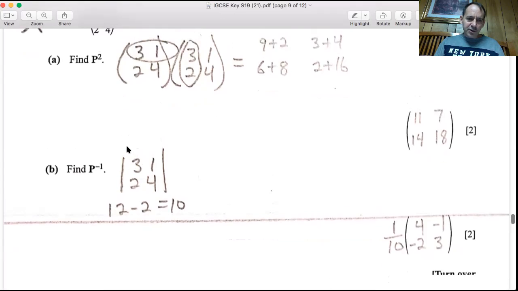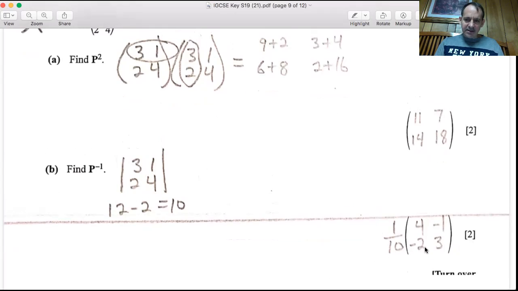So to find the determinant, you take the cross downward, 3 times 4 is 12, minus the cross upward. So 3 times 4 minus 2 times 1, down minus up, and 12 minus 2 is 10. And then you do 1 over the determinant. So that goes on the outside. That's one of the points, 1 over 10.